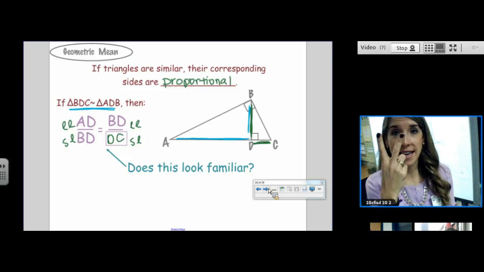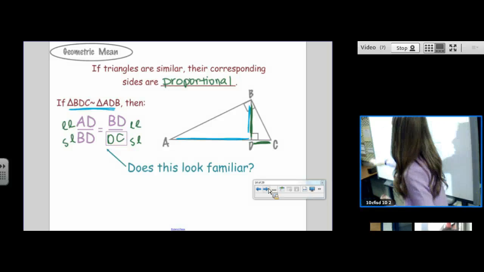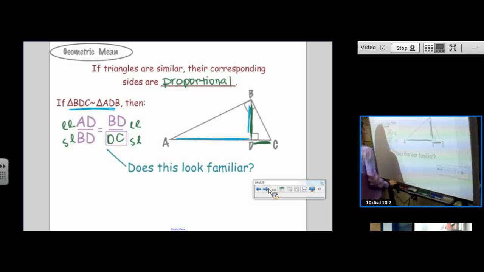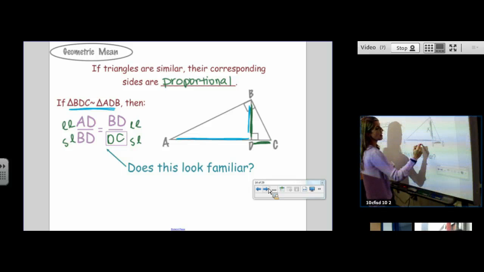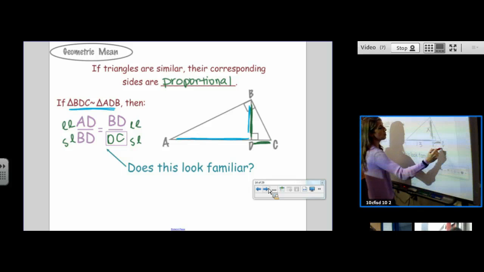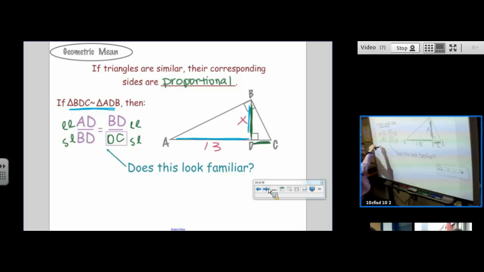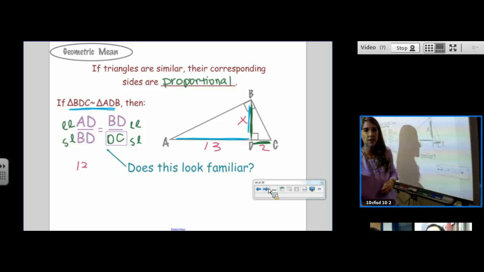We use BD twice. This should look to you like a geometric mean. If I named this 8 and I named this 13 and this is 2, then this proportion would say 13 is to x as x is to 2. And that is a geometric mean right there.